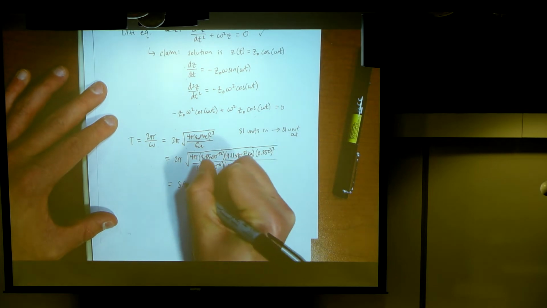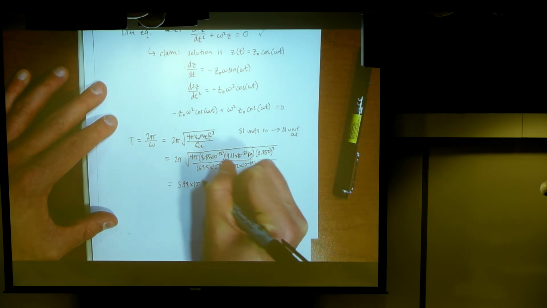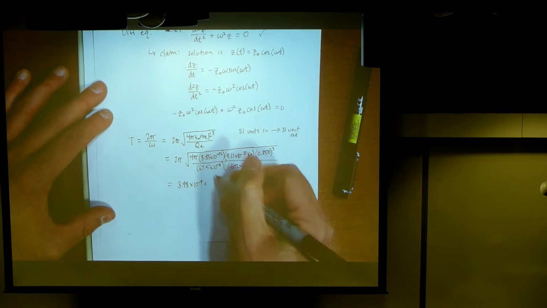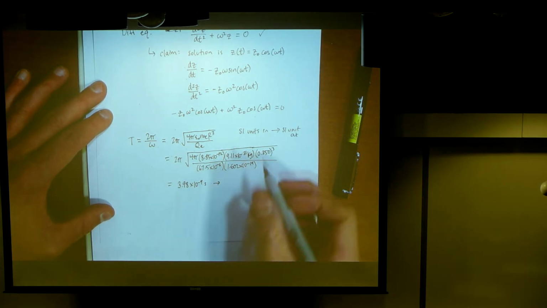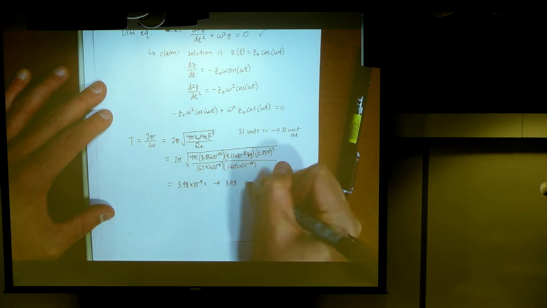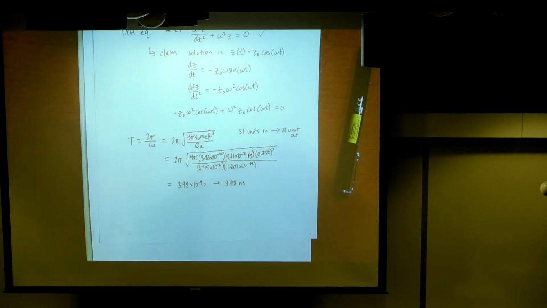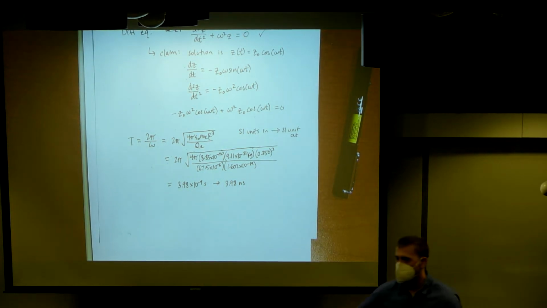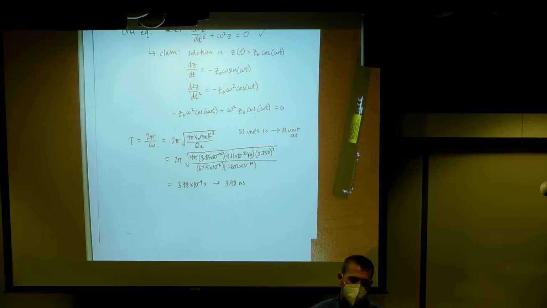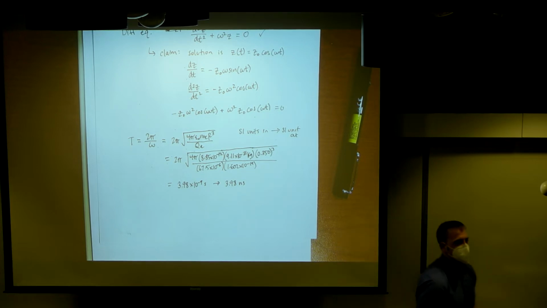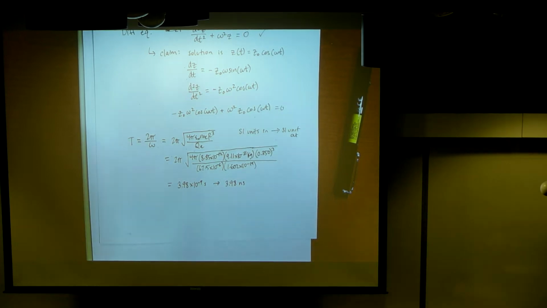Yeah, 3.98, 10 to the negative 9 seconds. So that is 3.98 nanoseconds. 10 to the minus 9 is nano. So in this configuration, the electron would be oscillating up and down, roughly speaking, 1 billion times every second. Okay. So do we have any questions on that? Okay. So that's just a quick calculation using the result we derived.